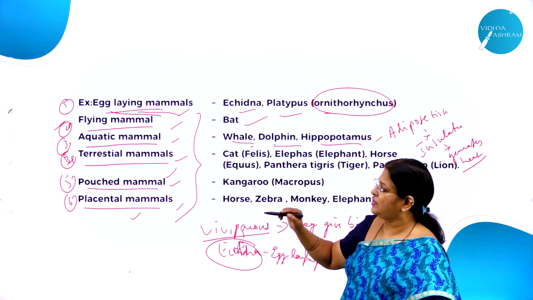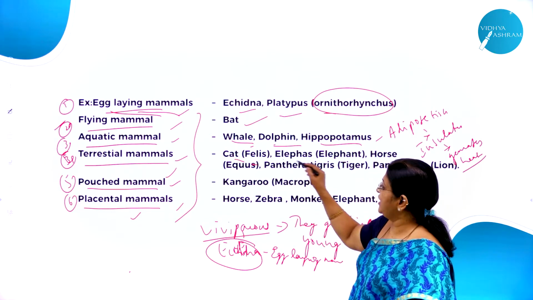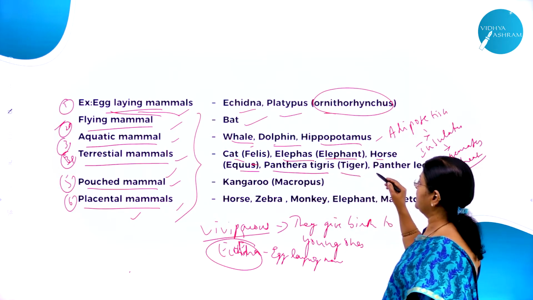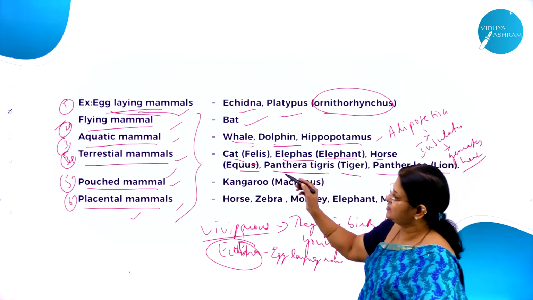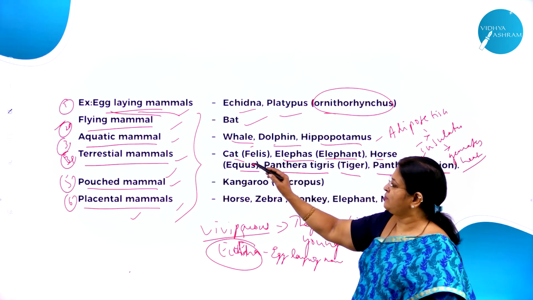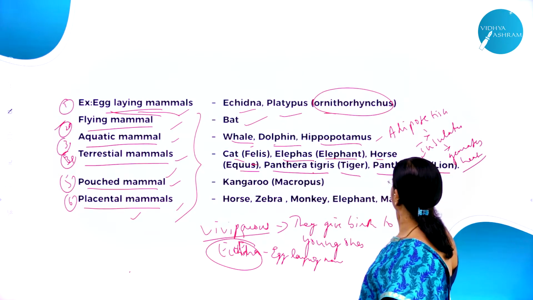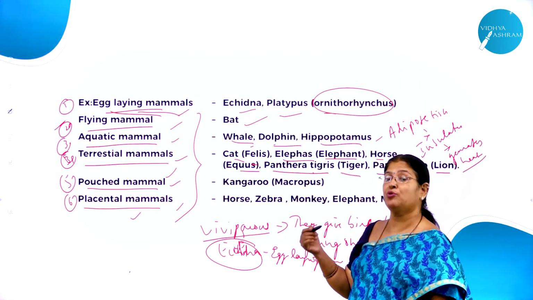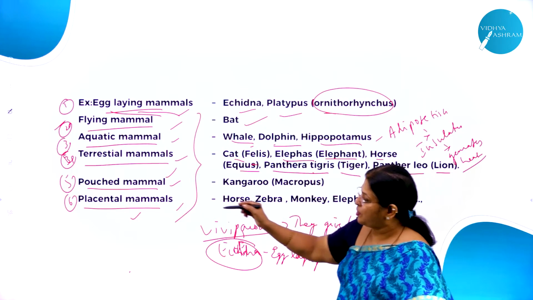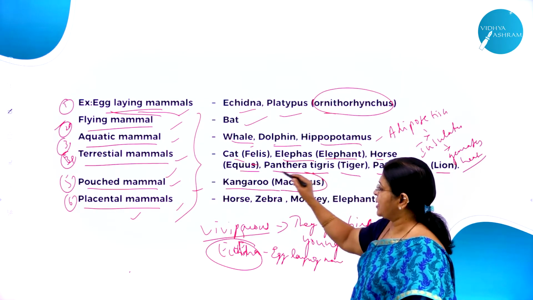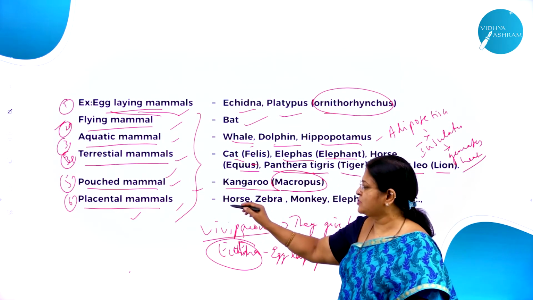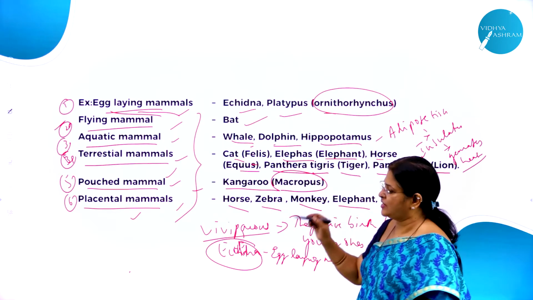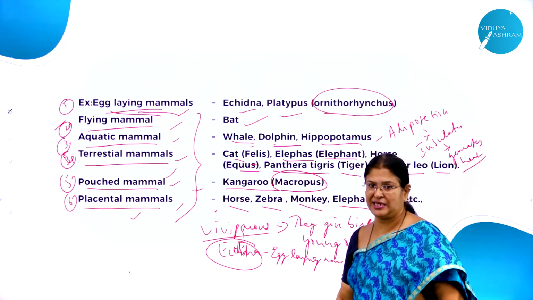Next, terrestrial mammals like cat, Felis, Elephas, that is elephant, horse, Equus, Panthera tigris, tiger, Panthera leo, lion. Particularly when we come across tiger and Panthera leo, the incisors and canines are more prominent. Then pouched mammals, kangaroo, which is otherwise called Macropus. Then placental mammals: horse, zebra, monkey, elephant, man. All these are the examples for placental mammals.